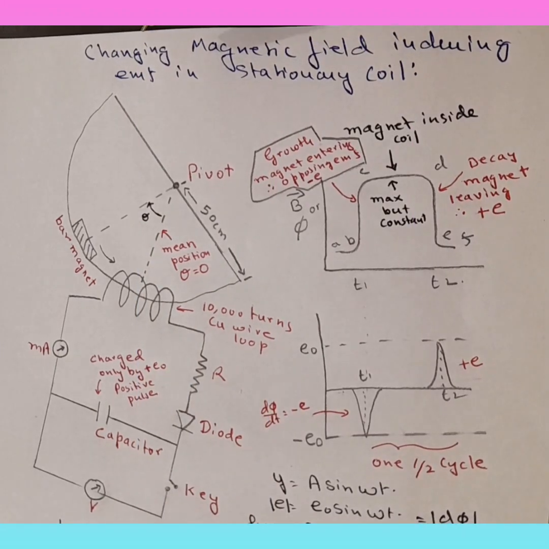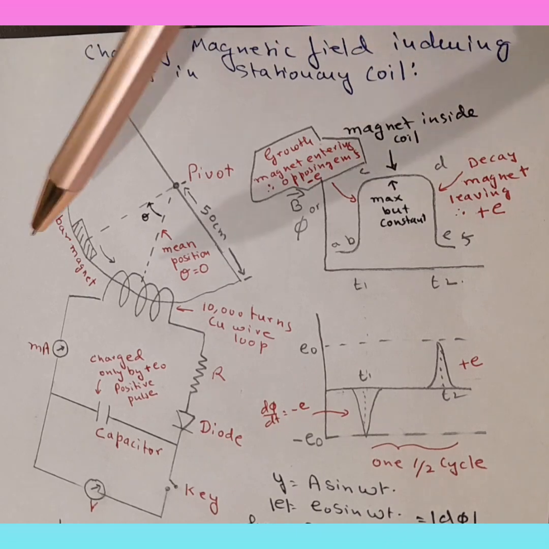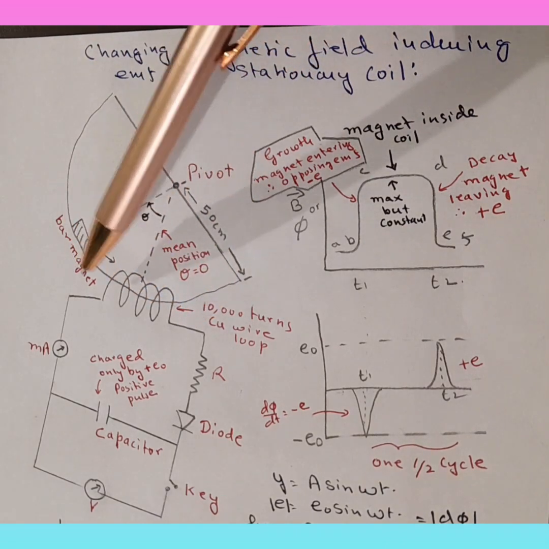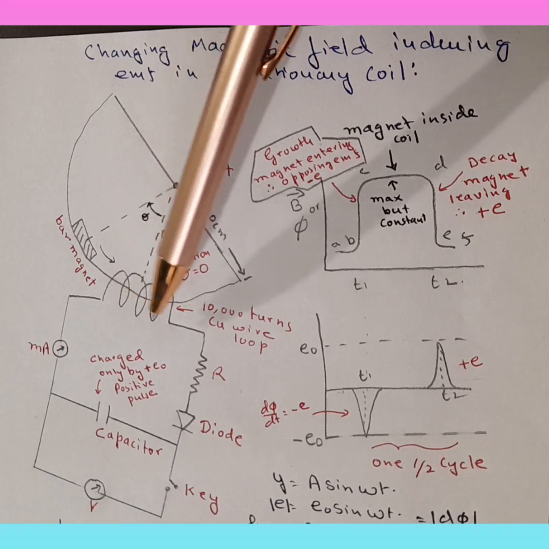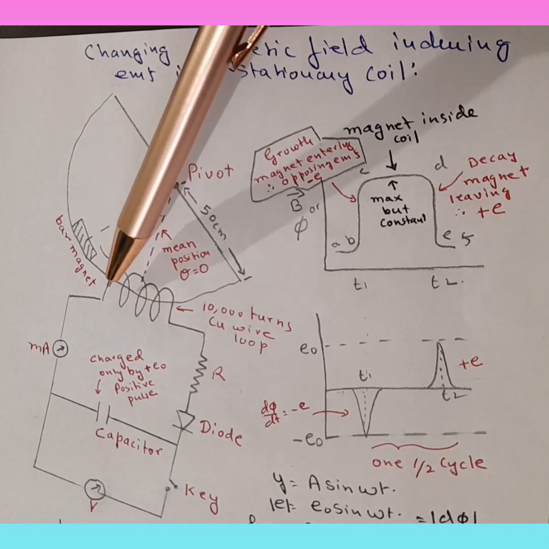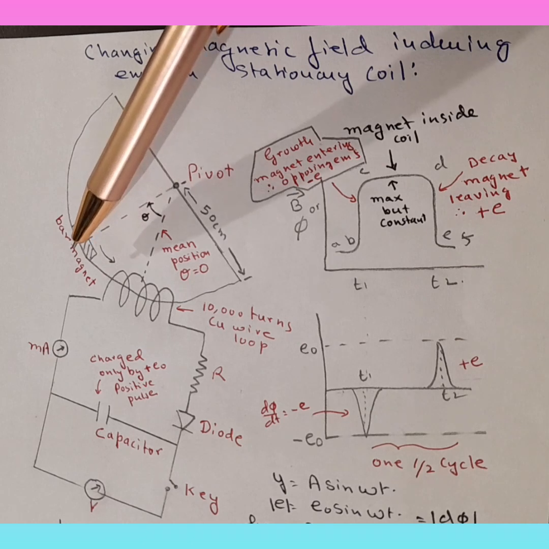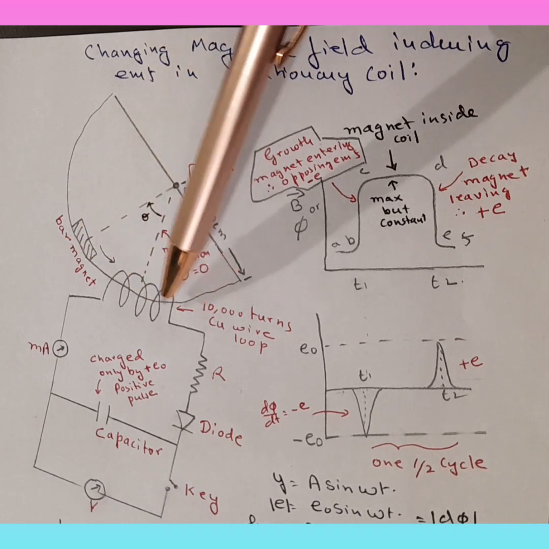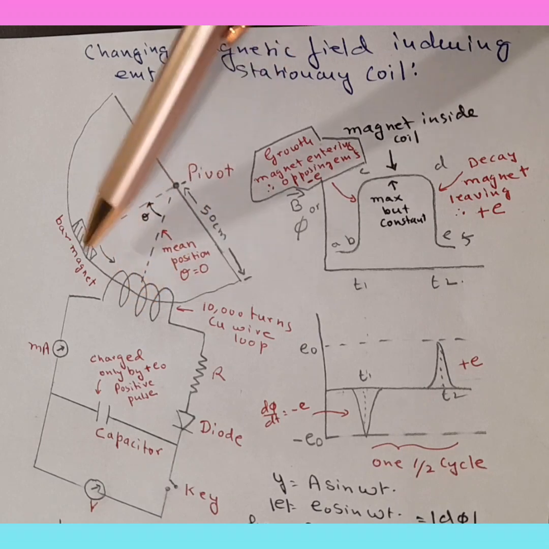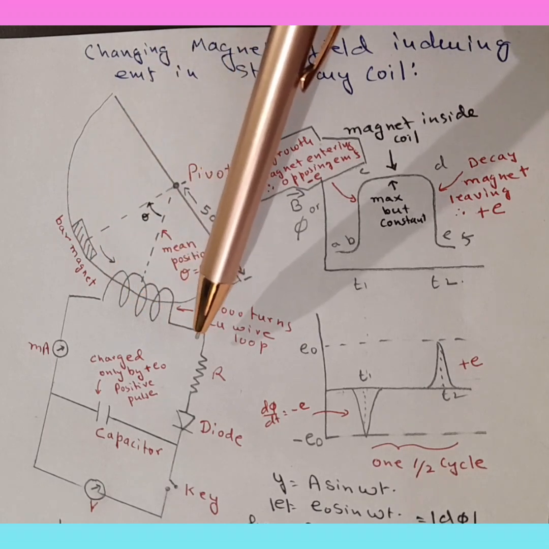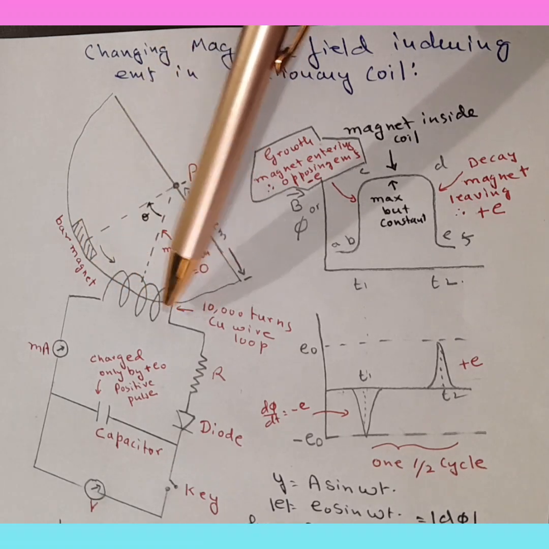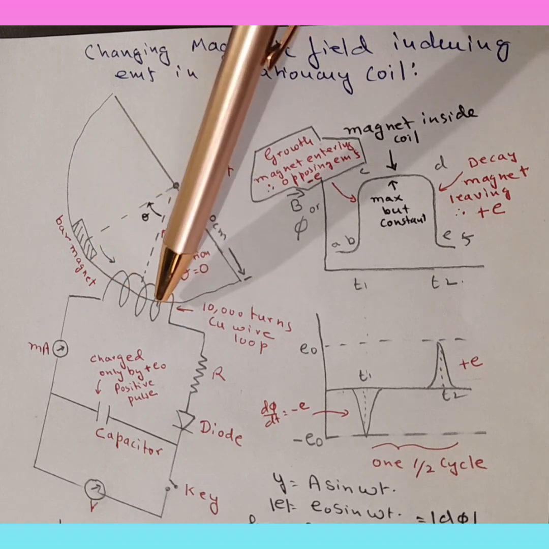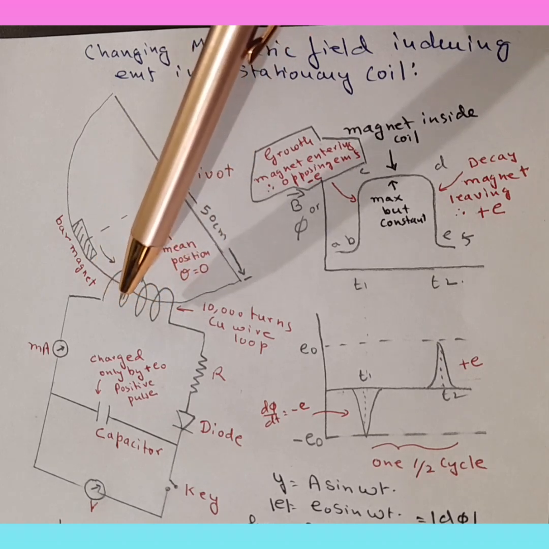Hi guys, we are going to see now changing magnetic field inducing EMF in a stationary coil. This is the bar magnet which would be moving in the coil this way and that way in simple harmonic motion, or rather in the form of oscillation, owing to which the lines of force would be cut by this coil. So the coil would be stable but the magnet would be moving. So it would be about changing magnetic field. Changing magnetic field, why? Because the magnet is moving. So the magnetic field is changing and the coil is stationary.